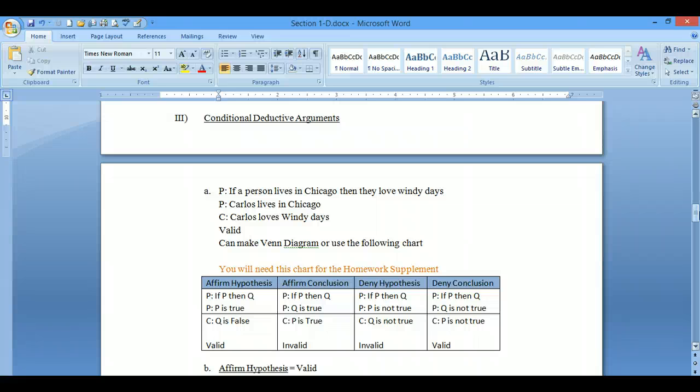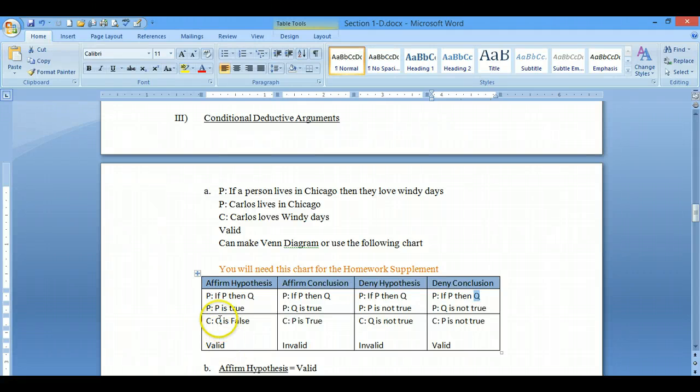So I can go ahead and make a Venn diagram of that, or I can use the following chart that will be provided in your book because you've done your reading before this section. You'll also need this chart for your homework supplement. All right, so we have 4 different options for our deductive argument. The first one is called affirming the hypothesis. If P, then Q. This is the hypothesis from the conditional statement. So I have a premise. Here's the hypothesis. The next premise then affirms that hypothesis, that yes, indeed, P is true.